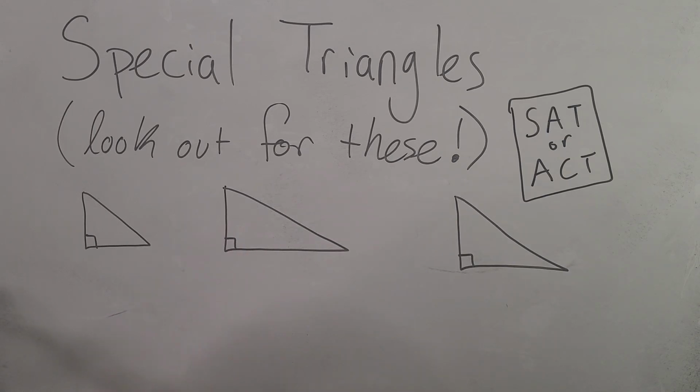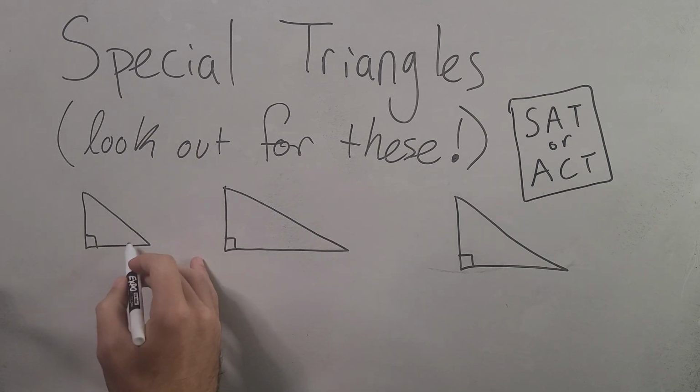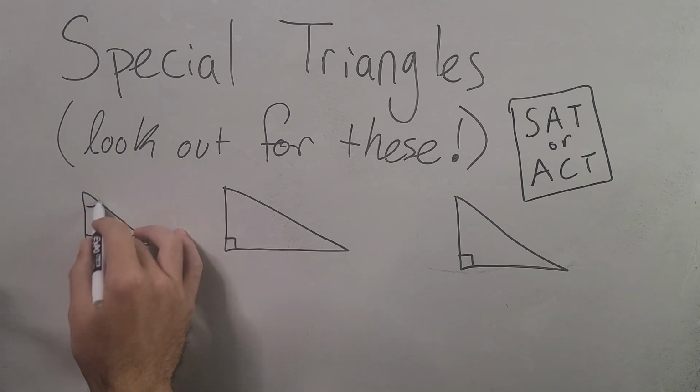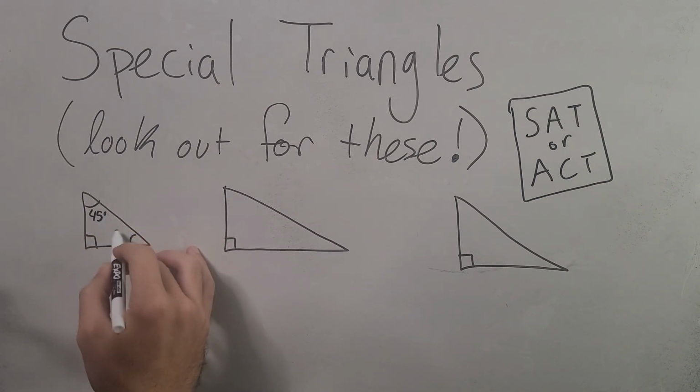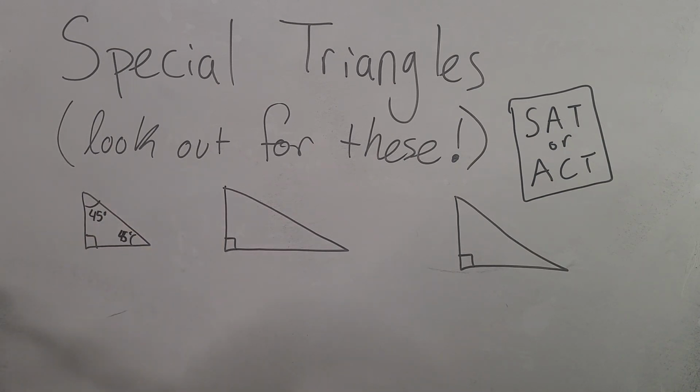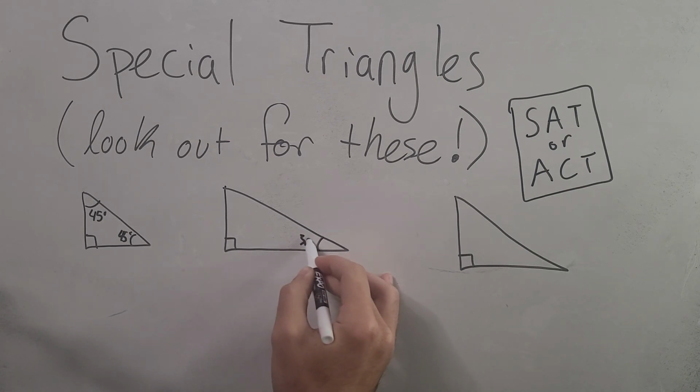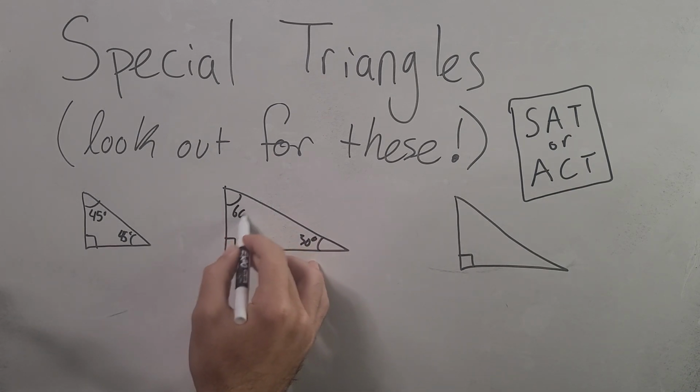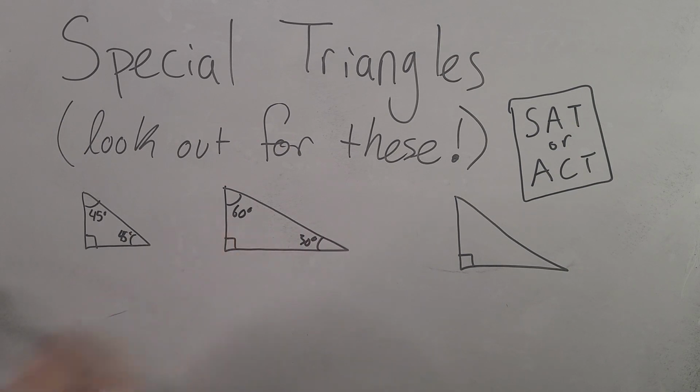Be on the lookout for these triangles, especially when taking the SAT or ACT. These are going to be special triangles that could be treated as shortcuts to help you solve problems. We have the 45-45, which references the two angles inside. We also have the 30-60, again referencing the two angles inside the triangle. All of these are right triangles, by the way.